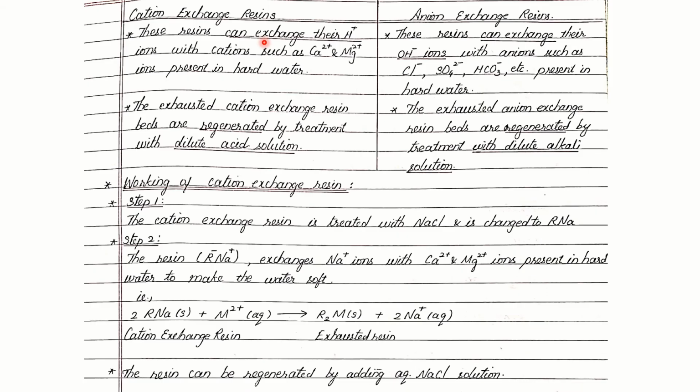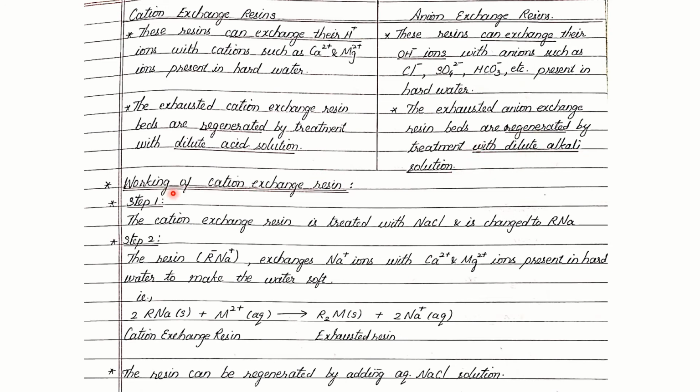Cation exchange resins can exchange their H+ ions with cations such as Ca2+ and Mg2+ ions present in hard water. Anion exchange resins can exchange their hydroxide ions with anions such as chloride, sulfate, bicarbonate, in other words, hydrogen carbonate, and so on, present in hard water. It is possible to regenerate an exhausted cation exchange resin bed by treating it with dilute acid solution. The exhausted anion exchange resin beds are regenerated by treating them with dilute alkali solution.